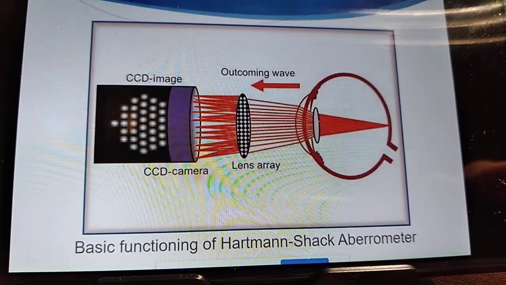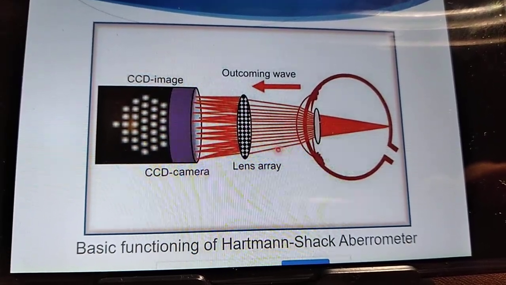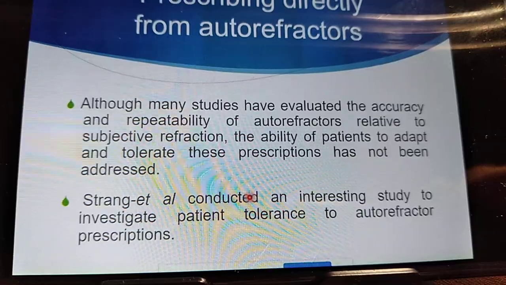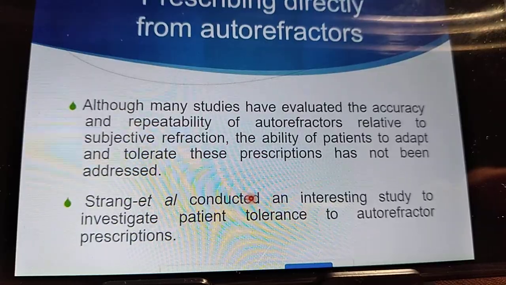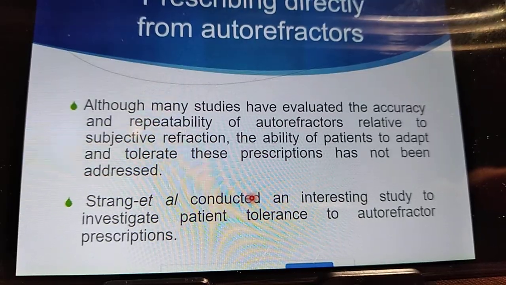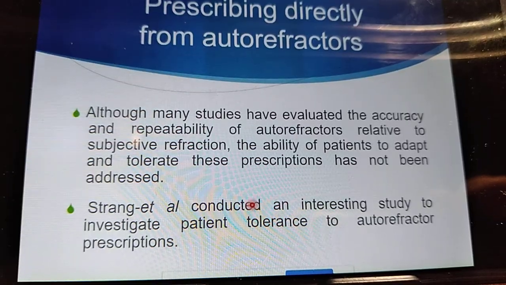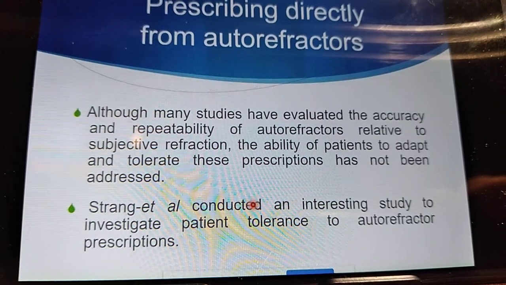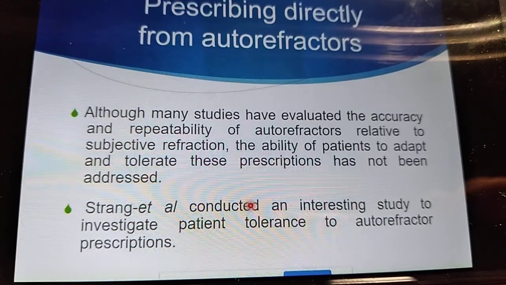Multiple light rays are passed, each of these points is measured, and then the aberrations are calculated. Okay, so there are a few autorefractometers which directly generate a prescription, and sometimes a few of the clinicians or technicians don't do a subjective refraction, they directly prescribe what they get in the autorefractometer. So can we use that?